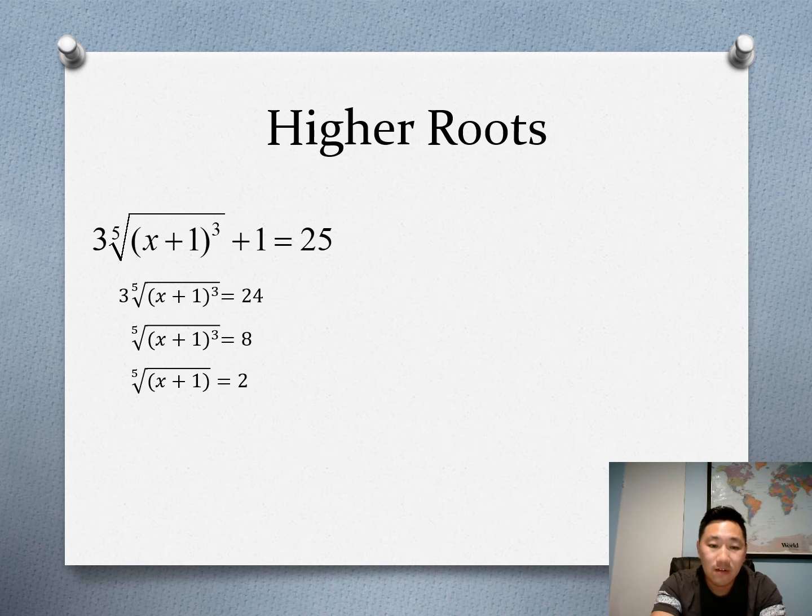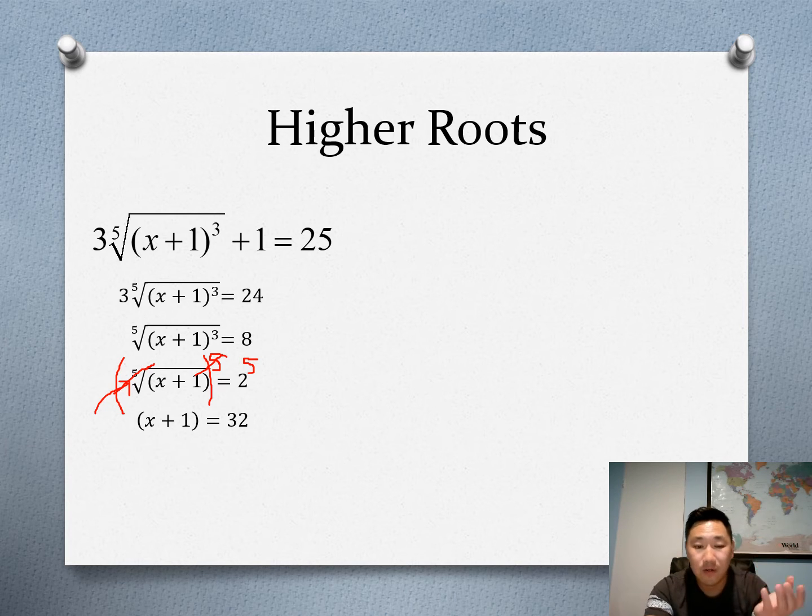Now we have to get rid of this 5th root. How do we get rid of a 5th root? What's the opposite of a 5th root? The 5th power. To get rid of a 5th root, you raise it to the 5th power. Same to both sides, 5th power. That 5th power will cancel out the 5th root, and then 2 to the 5th power is 32. And then from here, super easy, x equals 31.